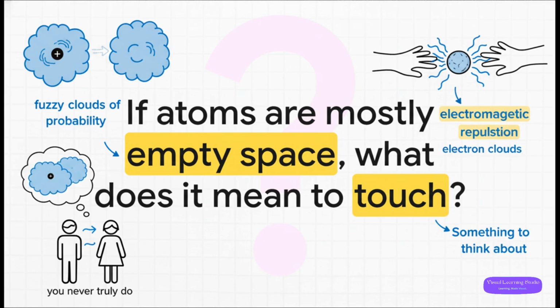What you feel as solid is just the electromagnetic repulsion between the electron clouds in your hand and the electron clouds of the object. Pretty wild, right?